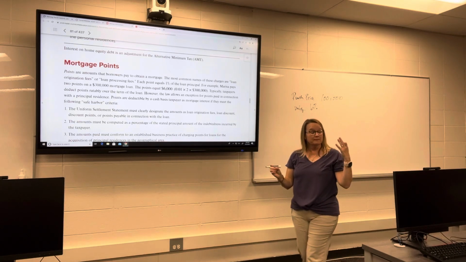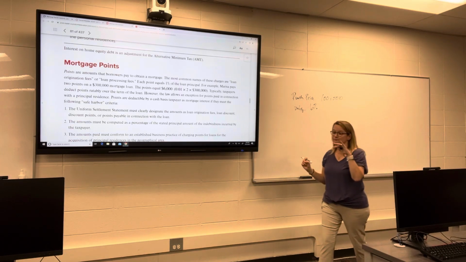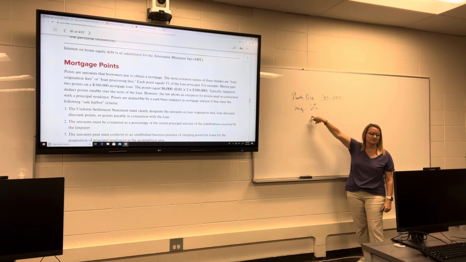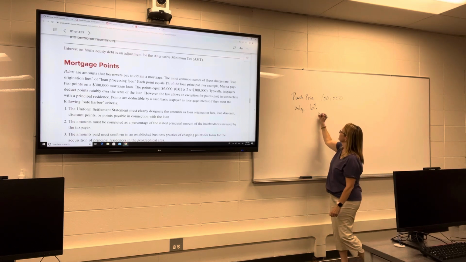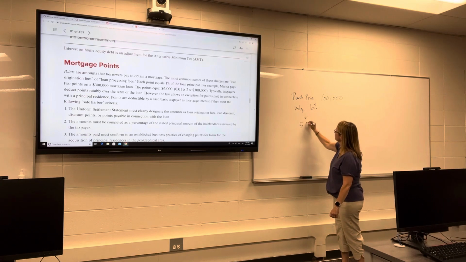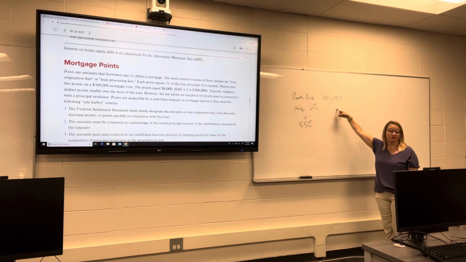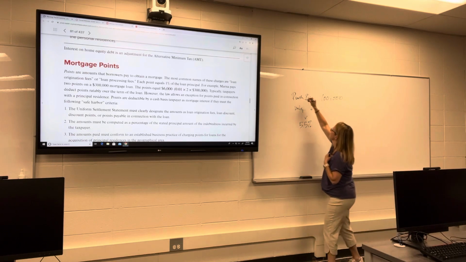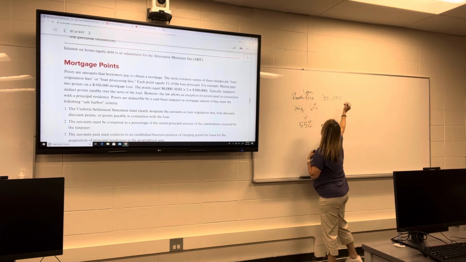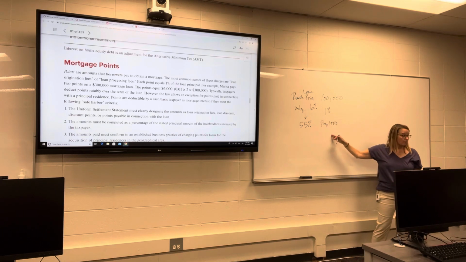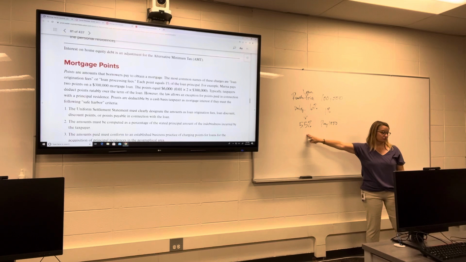But the mortgage company says, hey, if you want, we can reduce this to 5.5% if you pay some of it up front. So we reduce it to 5.5%, but we have to pay maybe 1% of our total loan. Well, we'll say this is the loan, not the purchase price. So 1% of that. So we pay $1,000 up front now to reduce that interest rate.